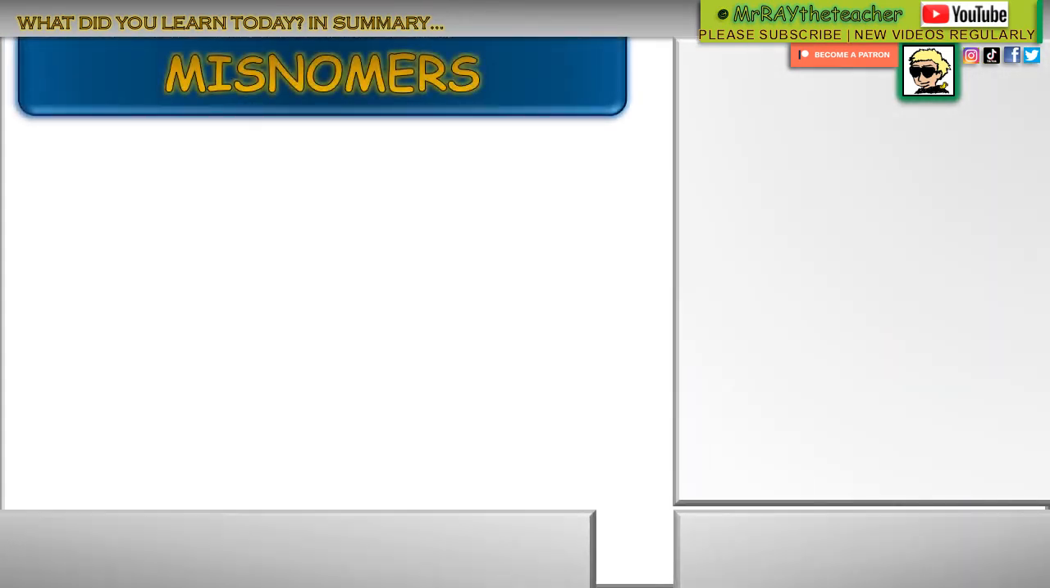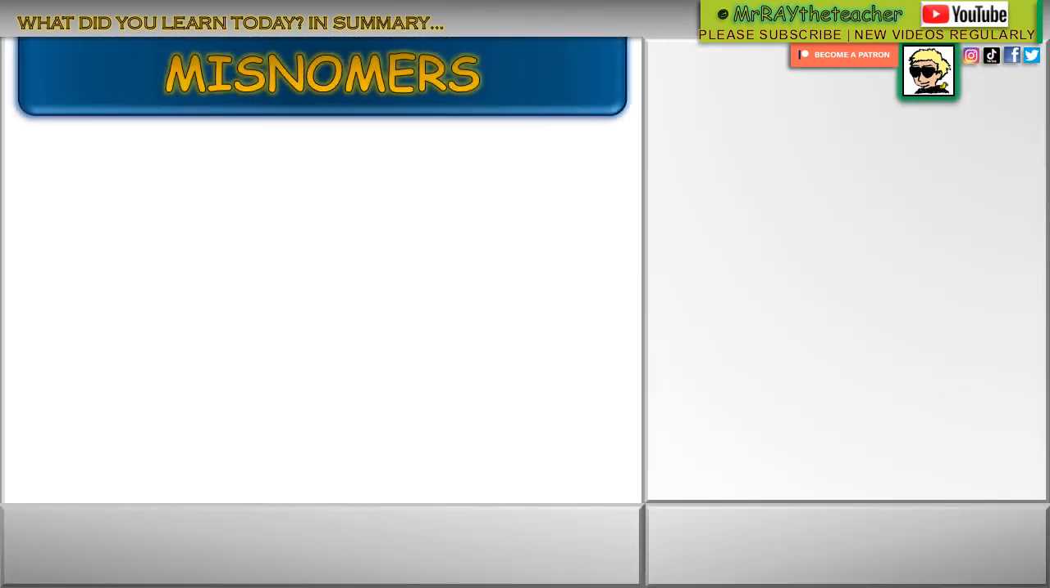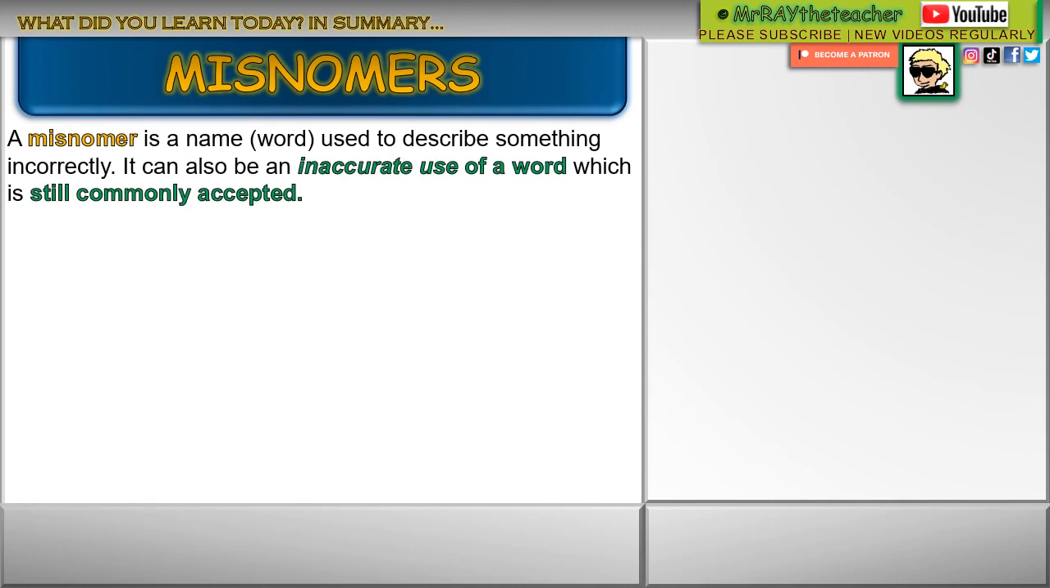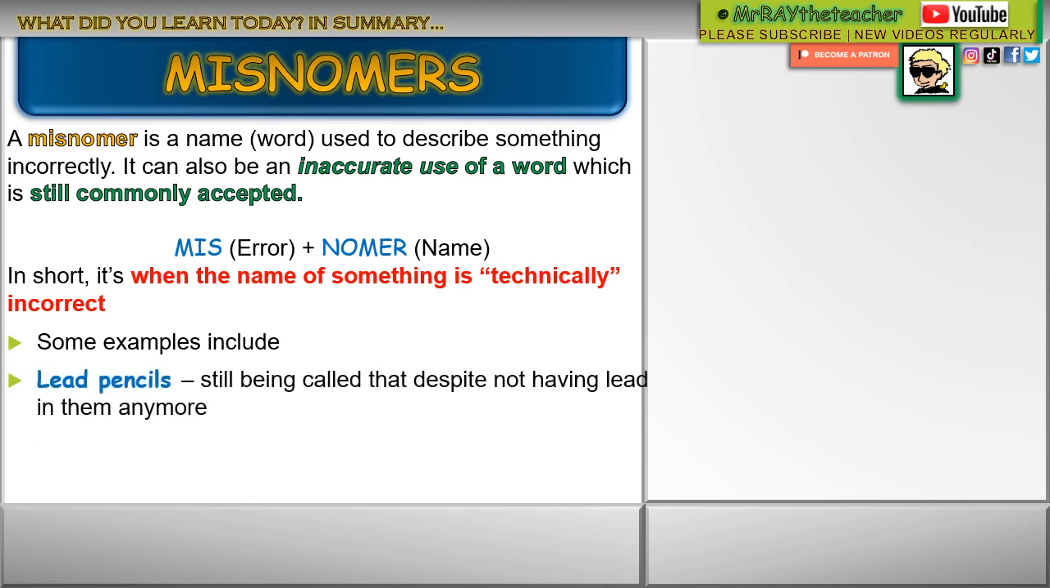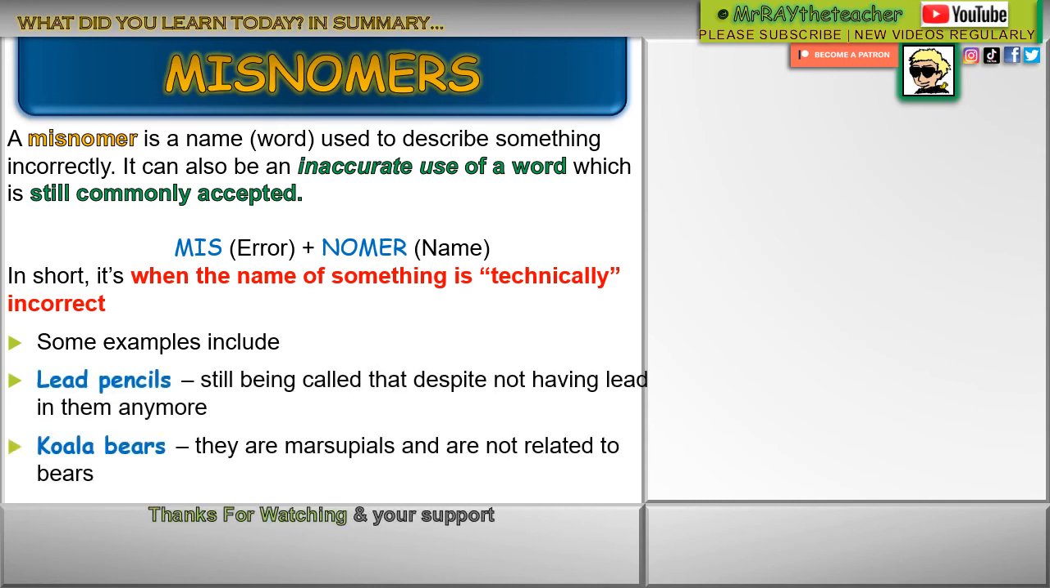So let's wrap things up. What did you learn today? If that's what someone asks you, please don't waste taxpayer money if you go to public school. You learn about misnomers and you learn how I have super duper awesome paint skills. A misnomer is a name or word used to describe something incorrectly, and it can be an inaccurate use of a word which is still commonly accepted. So it's basically something that's technically incorrect. You got lead pencils, for example, and koala bears.